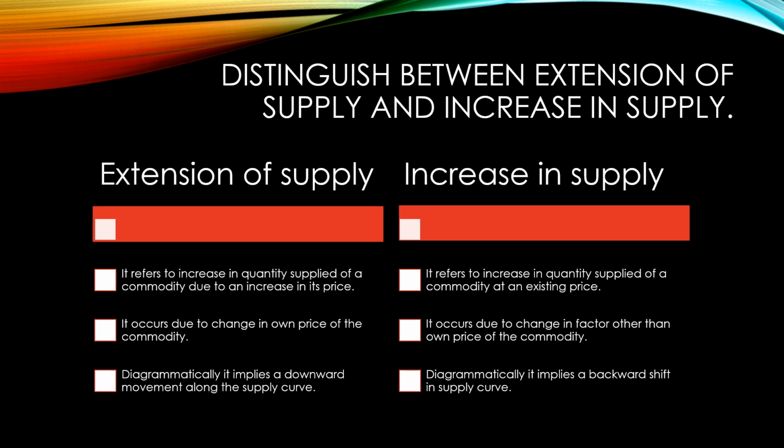Okay, next, diagrammatically, extension of supply implies a downward movement along the supply curve, and increase in supply refers to the backward shift in the supply curve. That means in the case of increase in supply it implies a backward shift in the supply curve, and in the case of extension of supply it implies a downward movement along the supply curve. So these are the questions we have discussed in today's class.